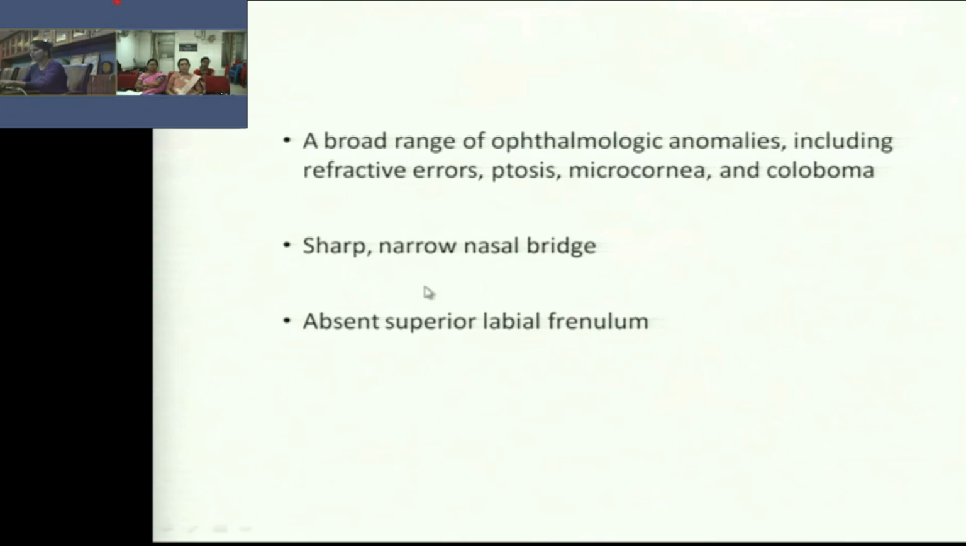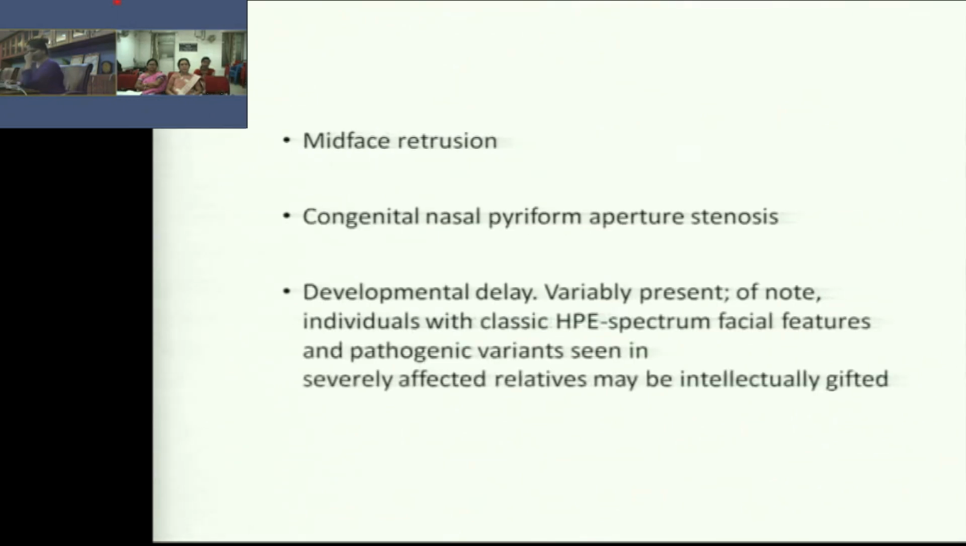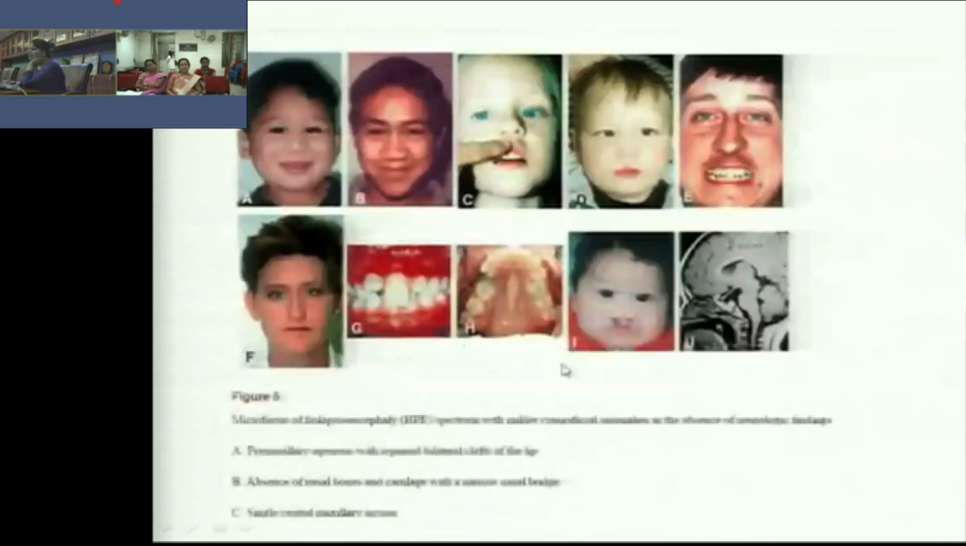There could be a sharp, narrow nasal bridge and absence of the superior labial frenulum, associated with mid-face congenital nasal piriform aperture stenosis. Developmental delay may be variably present, and individuals with classic HPE spectrum facial features and a pathogenic variant may be seen in the severe form. So these are the microforms of HPE.